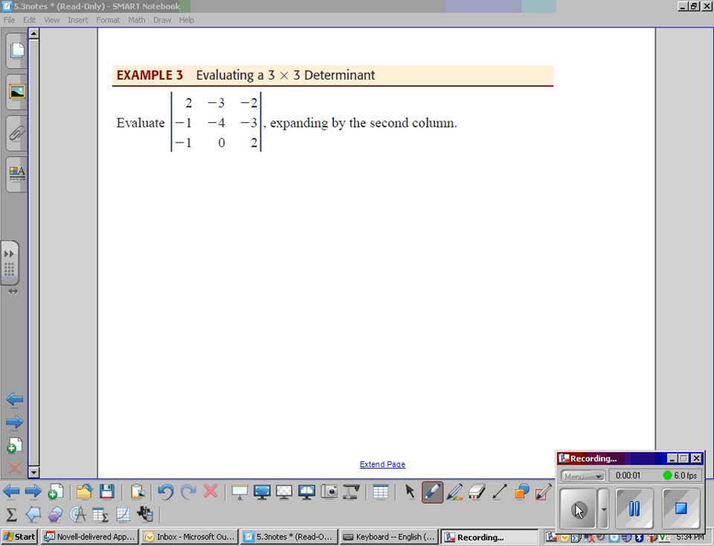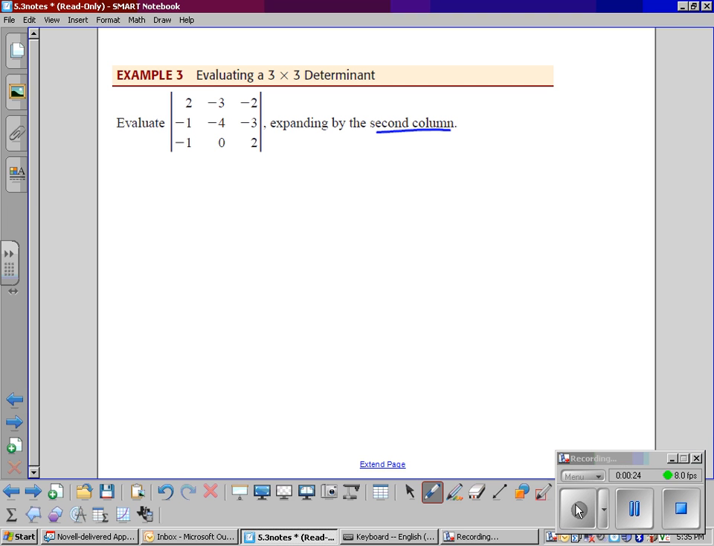When we have a 2 by 2 determinant, it's really easy to take the cross product and subtract. But if we have something bigger than a 2 by 2, and the next size would be a 3 by 3, since determinants can only be square, then it requires more work. We want to expand about a row or a column, and you can choose any row or any column.